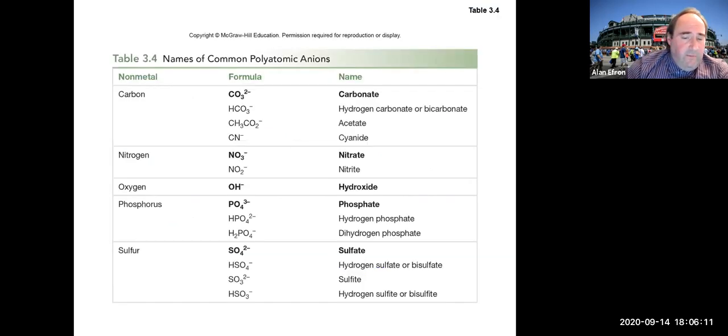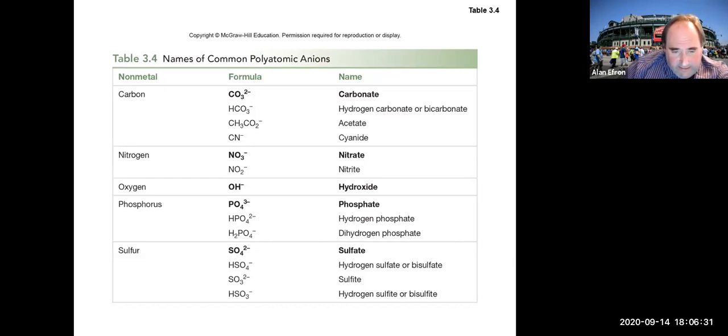Here's a table from your book of some polyatomic ions. You really just need to memorize these, their name, their formula, and their charge, to be able to put them together correctly. There is a way that you could do that, and a way you could do that is that there are things that are related to each other.